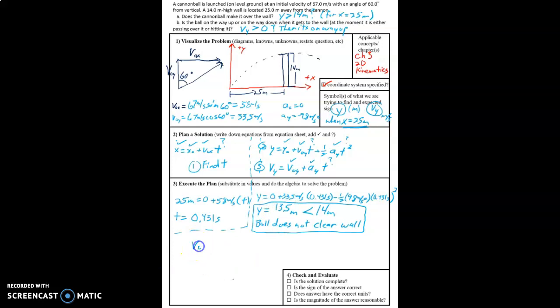And then we can find Vy, which is equal to 33.5 meters per second minus 9.8 meters per second squared times 0.431 seconds. And we get a Vy of 29.3 meters per second. That makes sense. After less than half a second, this cannonball, which was launched pretty quickly, is still going upward. So this is positive Vy, so on its way up.